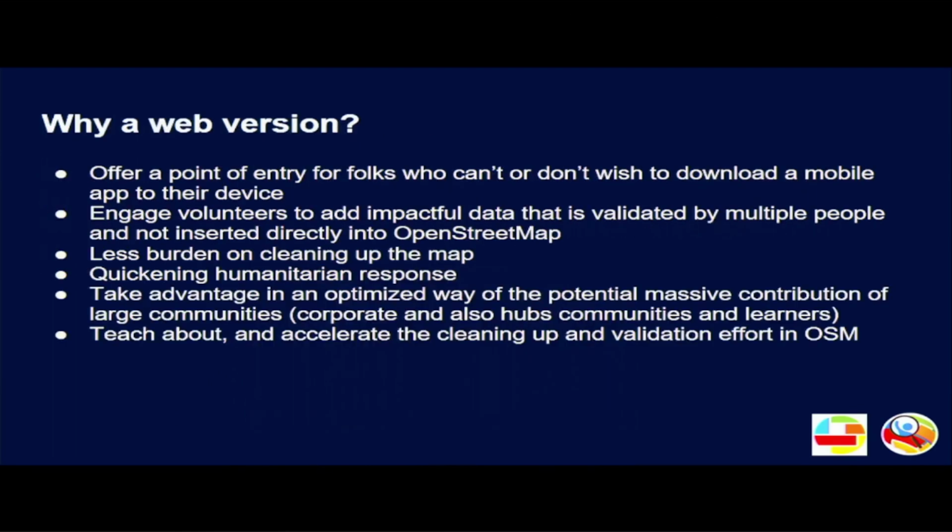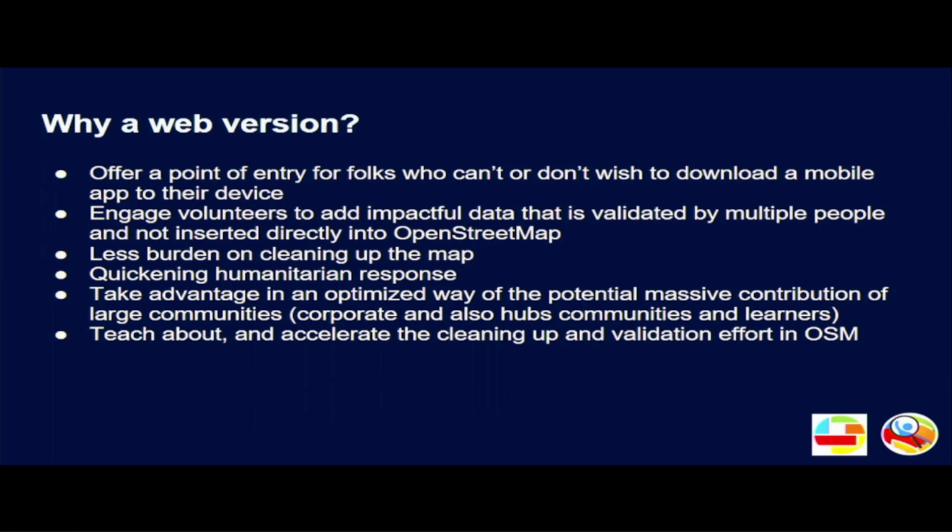So why a web version? It really offers a point of entry for people who can't or don't wish to download a mobile app on their device. They just want to start swiping very quickly, but also to engage with volunteers to add impactful data that is validated by multiple people and not inserted directly into OSM, with less burden of cleaning up the map and also quickening humanitarian response. It was also to take advantage, in an optimized way, of the potential massive contribution of large communities.